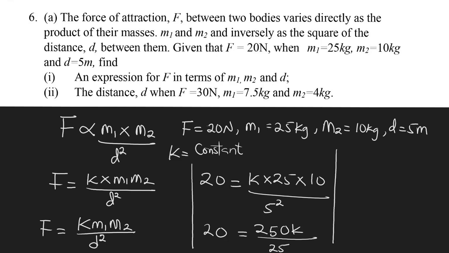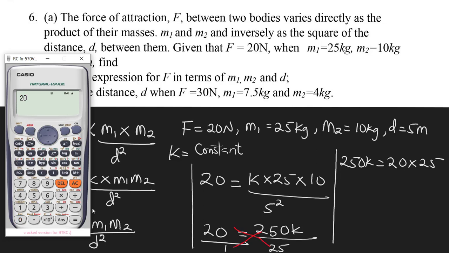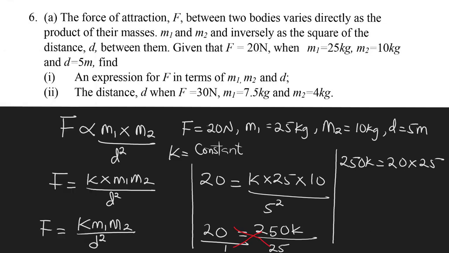right? So this one, you balance it with 1, and what we're going to do is cross multiply. 20 will multiply by 25 and 1 will multiply by 250. So by this we are going to have 250k equals 20 times 25. So 20 times 25 is 500. So we're going to have 250k, we said 20 times 25 is 500, right?